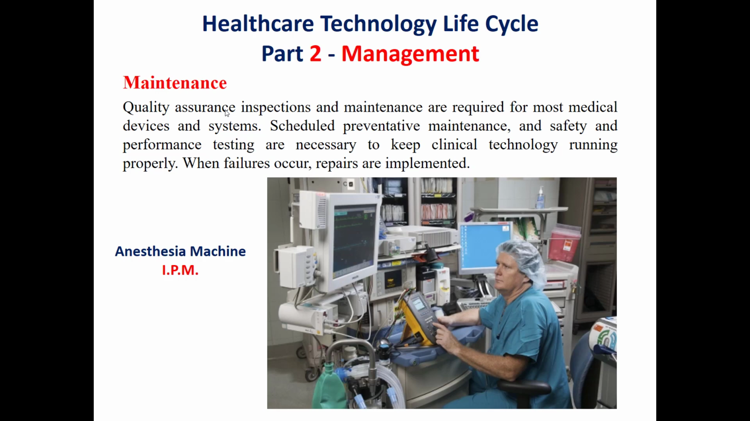So maintenance has passed through three phases in history. We start with corrective maintenance, then we passed to preventive maintenance, and currently we are using predictive maintenance. So what is the difference between preventive maintenance and predictive maintenance?